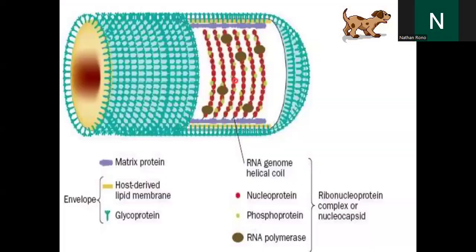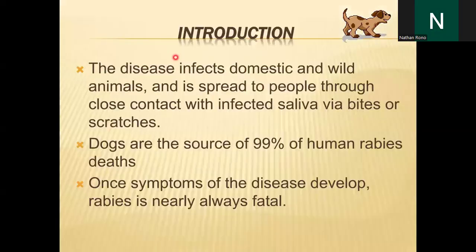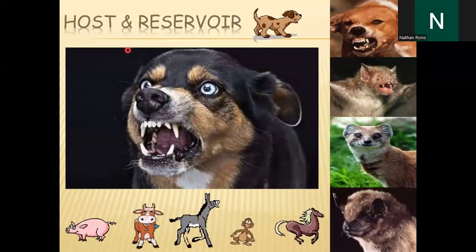Okay, so let's introduce. We said it's bullet-shaped, as you can see. The disease infects domestic and wild animals and is spread to people through close contact with infected saliva via bites or scratches. Dog bites, dog scratches. Dogs are the source of 99% of human rabies deaths. One thing you have to remember with rabies: once symptoms of the disease develop, rabies is nearly always fatal. You have to remember that.